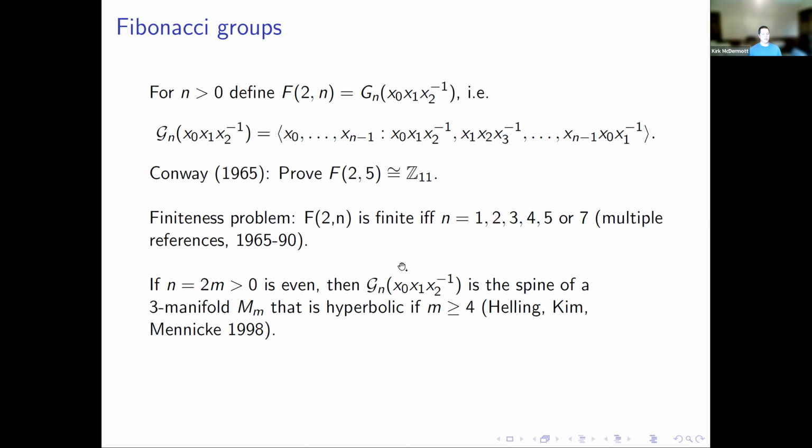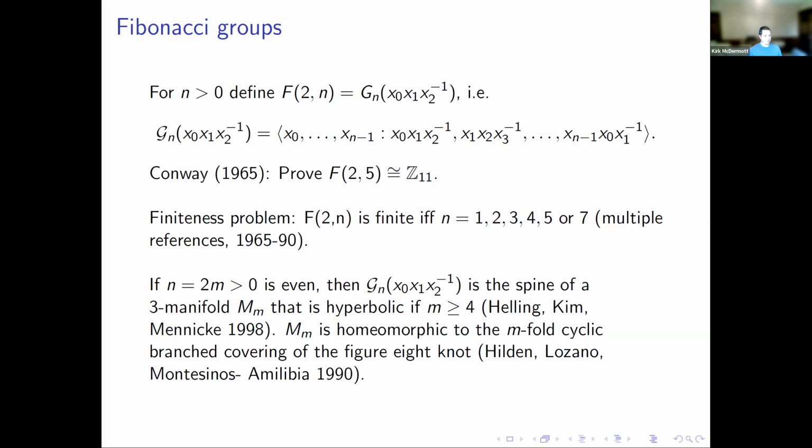And it turns out what you can do is treat these spherical van Kampen diagrams as a tessellation of the boundary of a three ball. And you can then do a face pairing construction. And so what these people are doing here, Helling, Kim, and Mennicke, is they take this essential spherical map into the cellular model. They perform a face pairing construction and prove that it's the spine, and in fact the two skeleton, of a three manifold. And they also show it's hyperbolic for m greater or equal to 4.